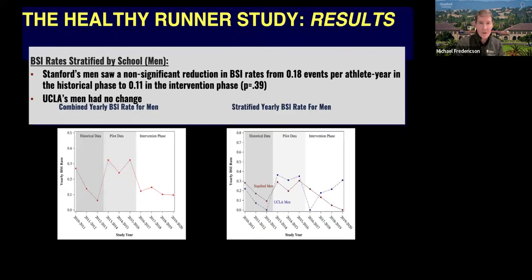We saw similar results for the men at Stanford. It wasn't as significant, but we did see a decrease compared to our intervention phase. But again, at UCLA, there was no change.